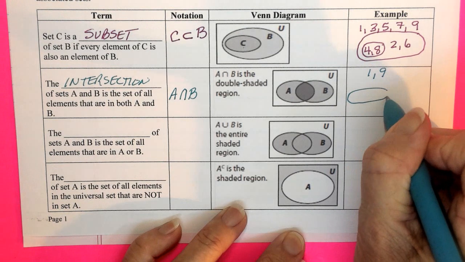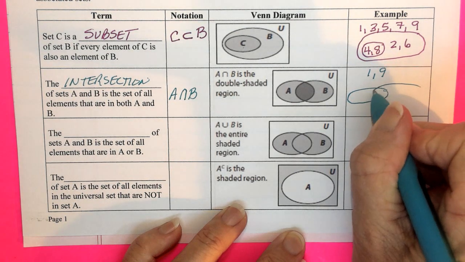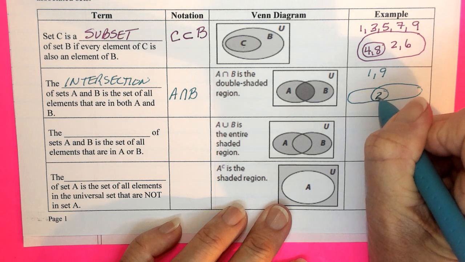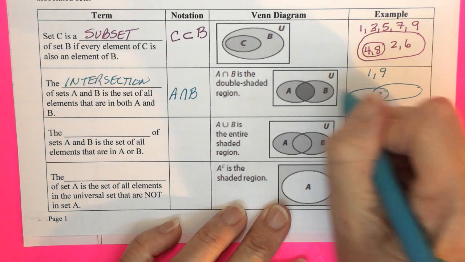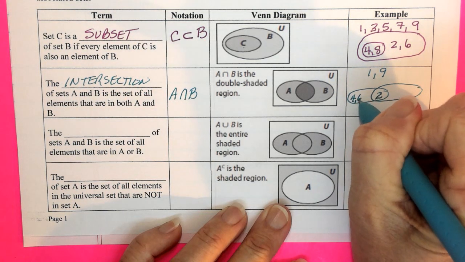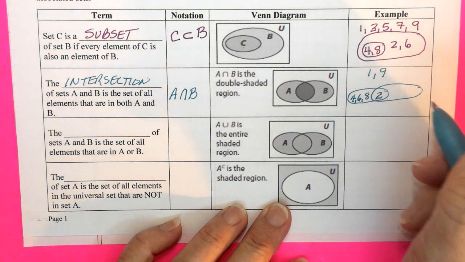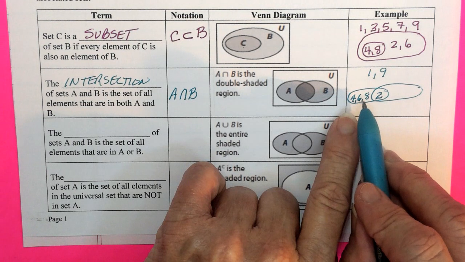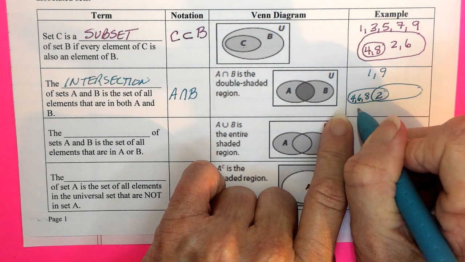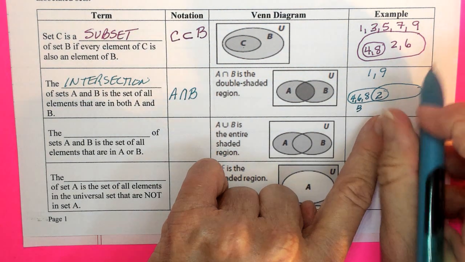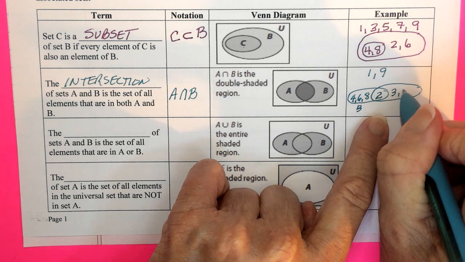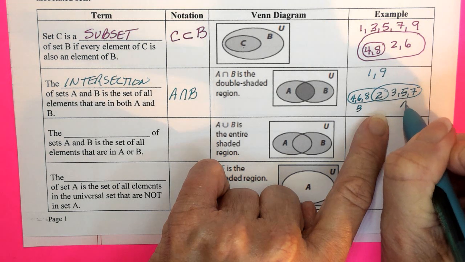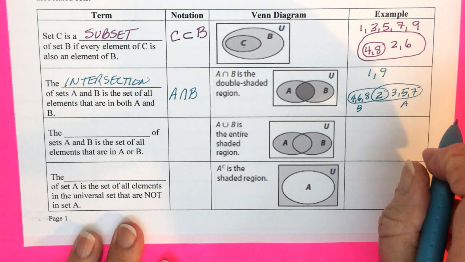But if I put my A to the left and my B to the right, I'm going to say they both include the element which is the number 2. We have 4, 6, and 8 that were included. And I actually think I just put B is over here. This is B. But A had 2, 3, 5, and 7. So here's my A, my B.